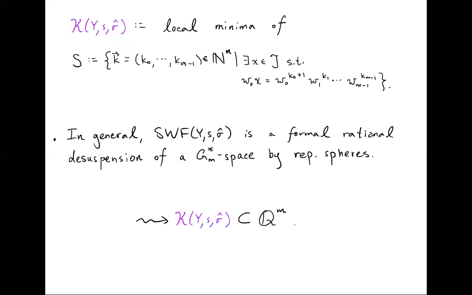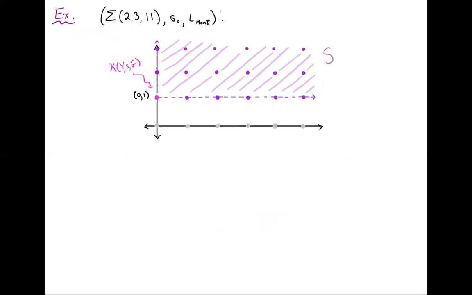Just a side note: in general, SWF is a formal rational desuspension of a G*-space by representation spheres. I know it's a little weird, but that means that we shift these cap invariants until they lie in Q^m. But basically the idea goes through. So let's look at some concrete examples here.